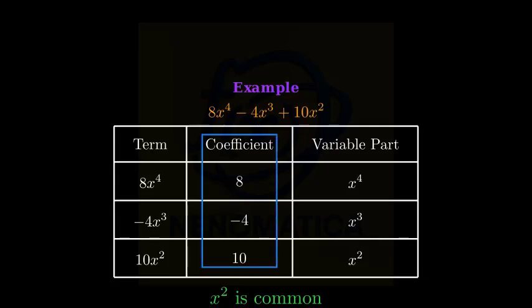For the coefficients, we need to find the greatest common factor of 8, negative 4, and 10. The GCF of 8, 4, and 10 is 2. So the greatest common factor of all terms is 2x squared. Now, let's apply the common factor rule to factor our expression.